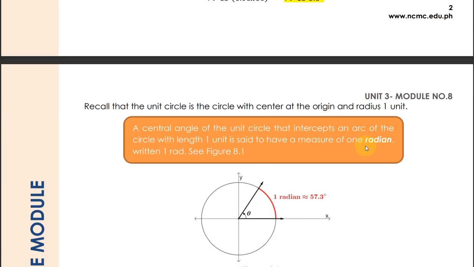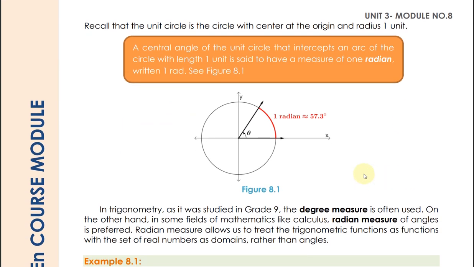Okay. So recall that the unit circle is a circle with center at the origin and a radius of 1 unit. So that is the definition of a unit circle. It is located at the origin, the 0, 0 coordinate, with a radius of 1 unit. So a central angle of this unit circle that intercepts an arc of the circle with length 1 unit is said to have a measure of 1 radian, which is written as 1 rad. 1 rad is the shortcut for writing 1 radian.